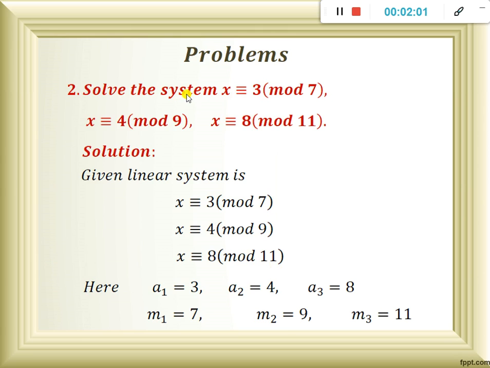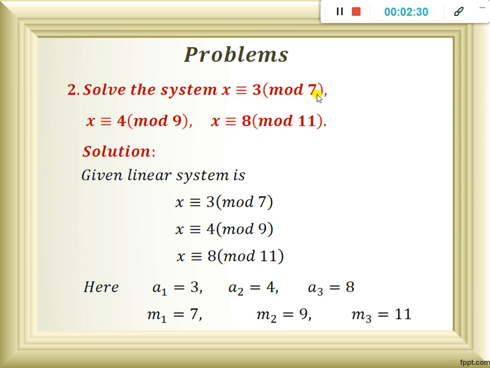Let us take the problem. Solve the system of congruences: x is congruent to 3 mod 7, x is congruent to 4 mod 9, and x is congruent to 8 mod 11. For the solution, you just write the given system of congruences as it is and write the a1, a2, a3 values. As I said earlier, the remainders of the given problem are taken as a1, a2, a3. And look at the modular values.